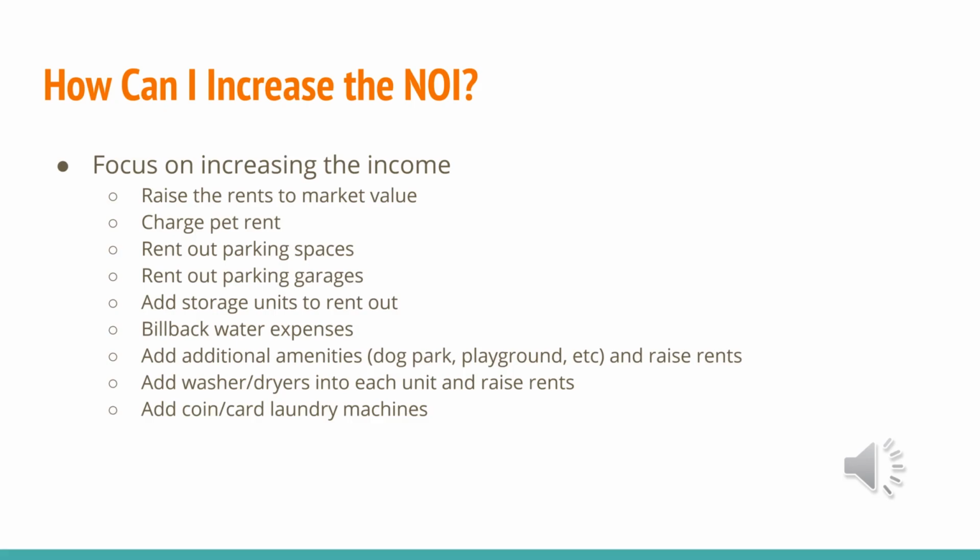You can bill back the water expenses. It's very common for the landlord to cover water, sewer, and trash, but you can bill it back at a fixed rate. For example, in California, if the apartment I live in, if it's one person, they bill back $50. If it's two people, they bill back $75. If it's three people, they bill back $100. So that's how you can decrease your expenses or increase your income.